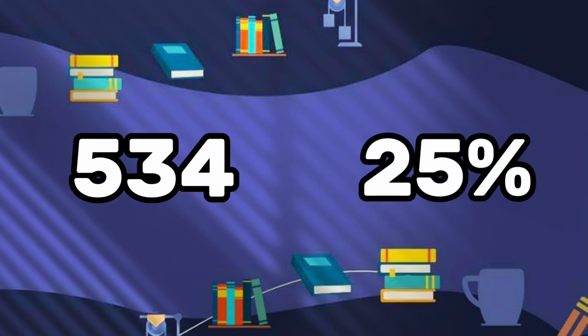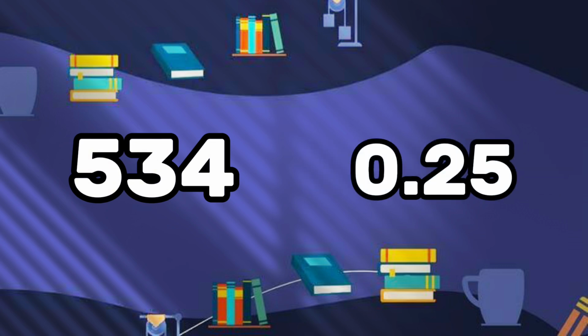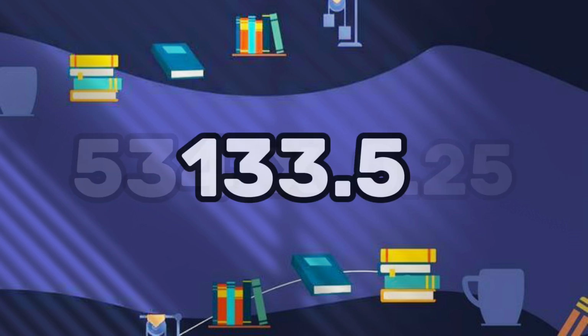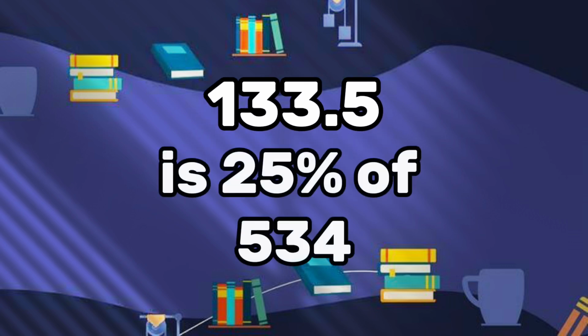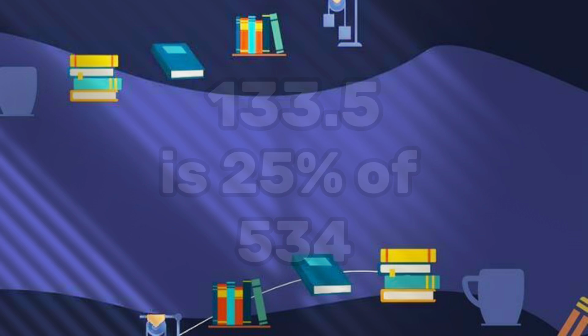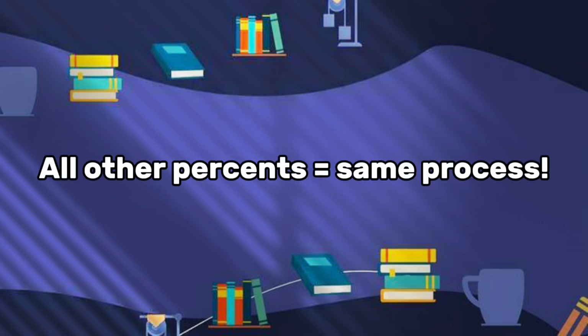If you want to find what number is 25% of 534, we should divide the percentage by 100. That makes it 0.25. Afterwards, we should multiply 534 by 0.25. That would give us 133.5. Now, we know that 133.5 is 25% of 534. There. That's the process. It's the same process with all the other percentages, so don't worry.